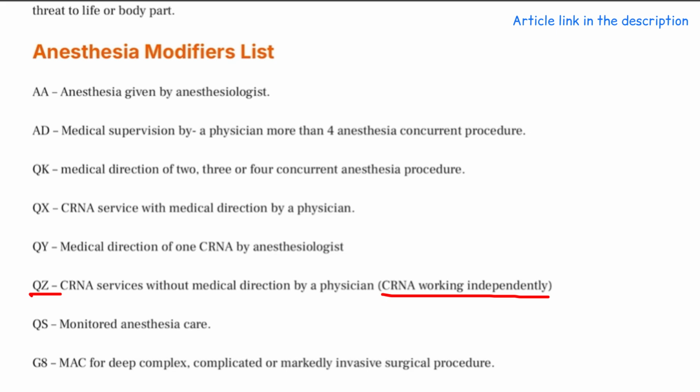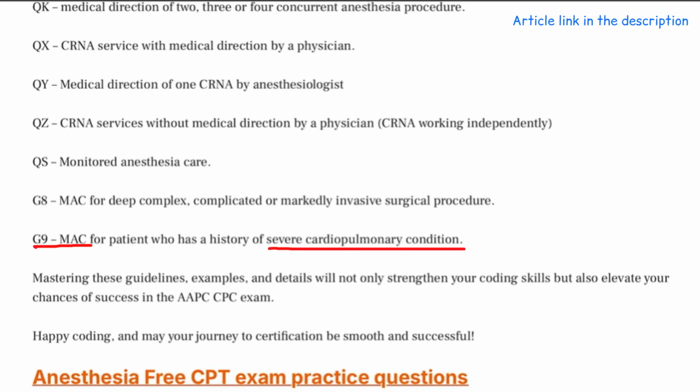QZ, CRNA services without medical direction by a physician, CRNA working independently. So here no physician is directing the CRNA; the CRNA alone is doing the anesthesia service. Then we have to give modifier QZ. QS, monitored anesthesia care. It is the MAC procedure. G8, MAC for deep, complex, complicated or markedly invasive surgical procedure. It is anesthesia for a complicated procedure. G9, MAC for patient who has a history of severe cardiopulmonary condition. This means the MAC anesthesia care is complicated by a severe cardiopulmonary condition. For that we have to give the additional modifier G9.